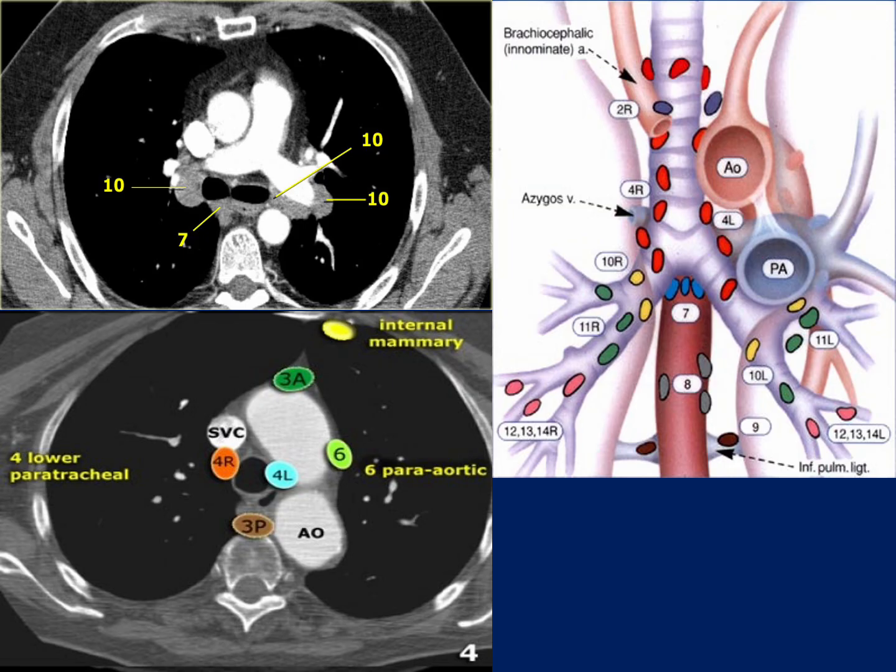On a CT scan, lymph nodes are much easier to see. If you look at the top left picture, number 10 depicts an enlarged lymph node, multiple areas of enlarged lymph nodes. This station 7 is also an area called the subcarinal lymph node area.